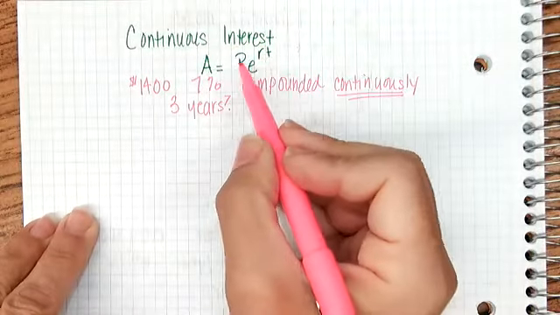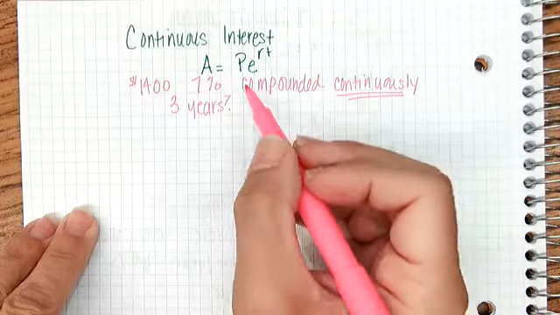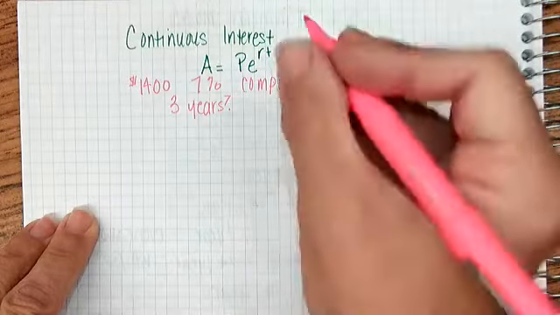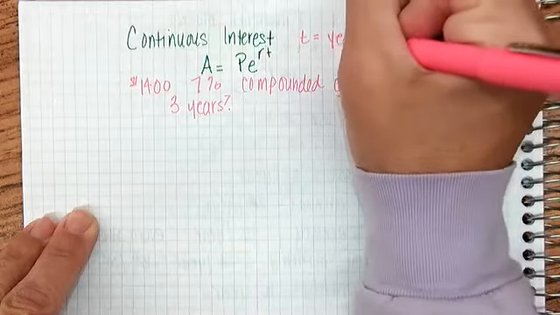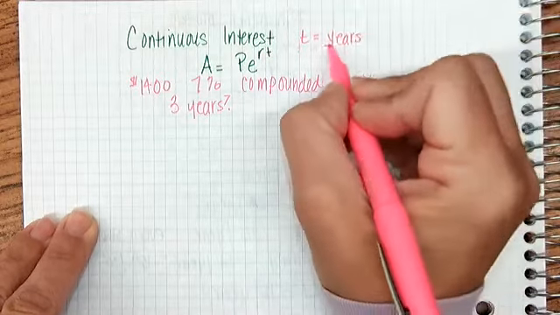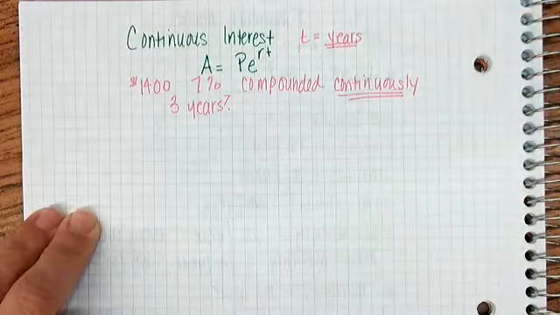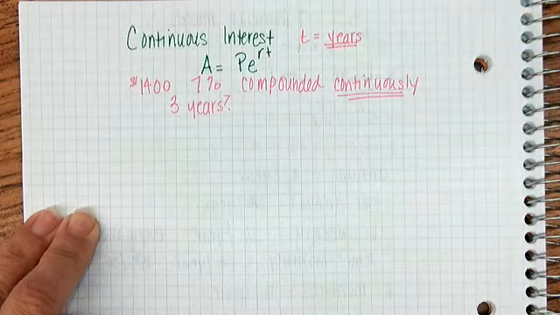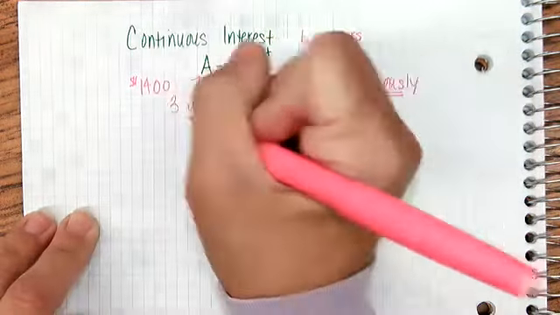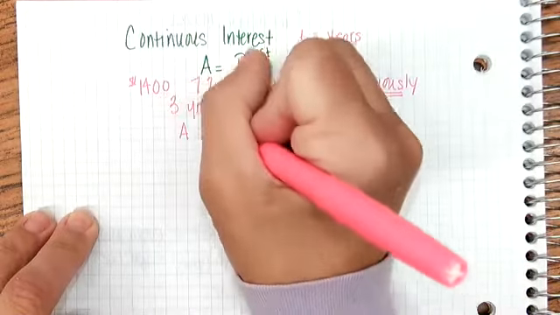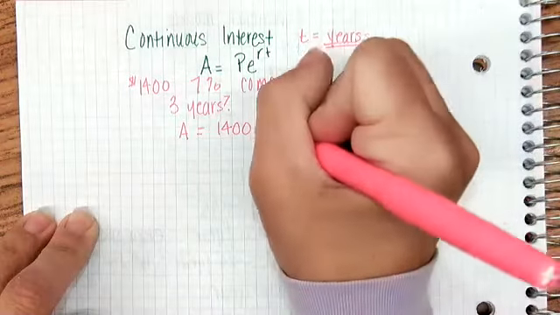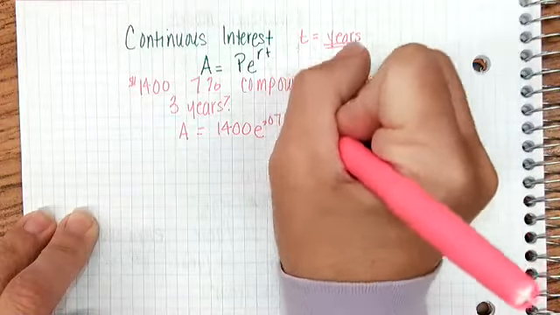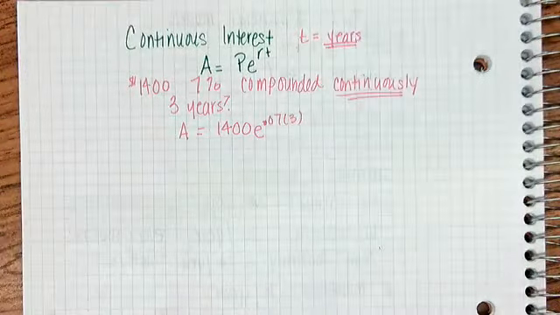P is principal, r is rate, t is time. Time in years. Remember, t is time in years. So don't be tripped up when it says 18 months. This is a straight plug and chug. A equals P, 1400, e, r is 0.07 times 3.